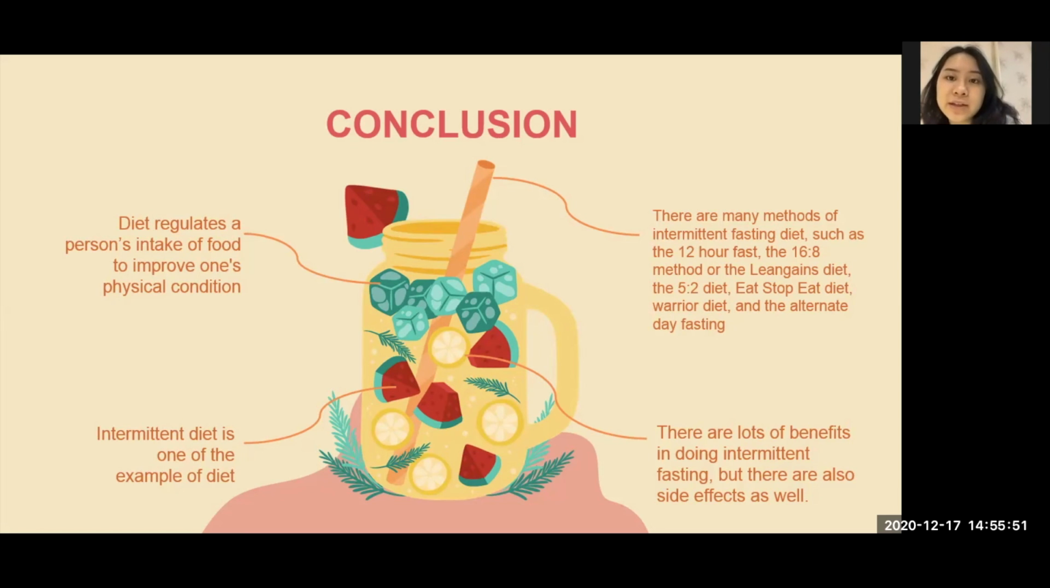First, diet regulates a person's intake of food to improve one's physical condition. There are many types of diet, with intermittent diet being one of the examples. And there are many methods in the intermittent fasting diet itself, such as the 12-hour fast, the 16-8 method or the Leangains diet, the 5-2 diet, eat stop eat diet, warrior diet, and the alternate day fasting diet. In intermittent fasting, there are lots of benefits, but there are also side effects. So we have to be very careful in choosing the right diet and not overdoing it.